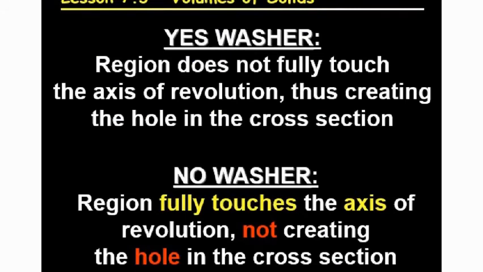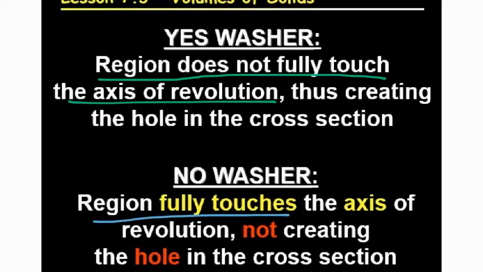Which gives us a good time just to pause and see, when do I use the washer method and when do I not? Because I find that students start to want to make everything a washer problem. Now, it is going to be a washer problem if the region does not fully touch the axis of revolution. Again, you'll do the pi big R squared minus little r squared. But we've done plenty of problems where we didn't use the washer method, and that's because the region did fully touch the axis of revolution. There was no hole in the graph, so we don't need a little r. Now, when there's no washer method, you're just going to go back to regular pi r squared.